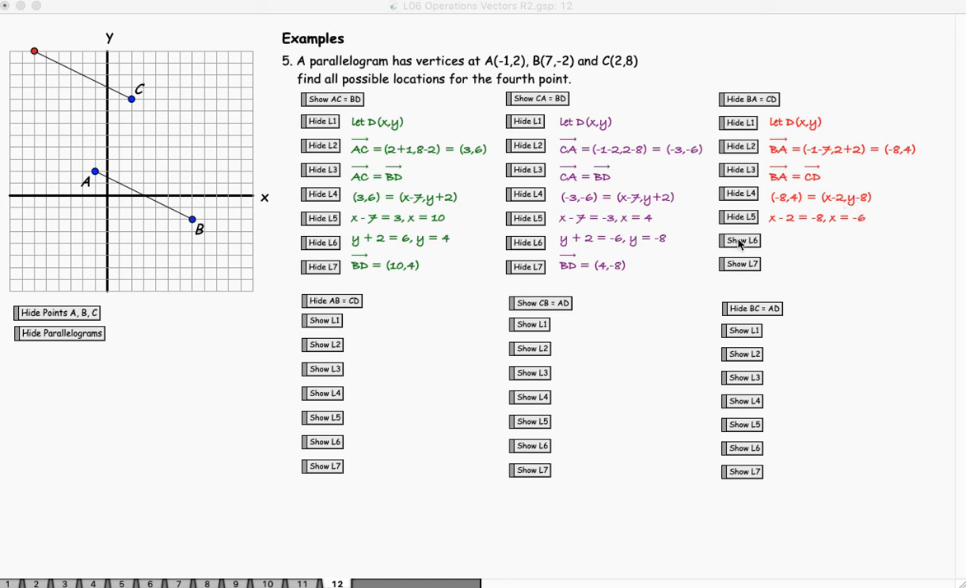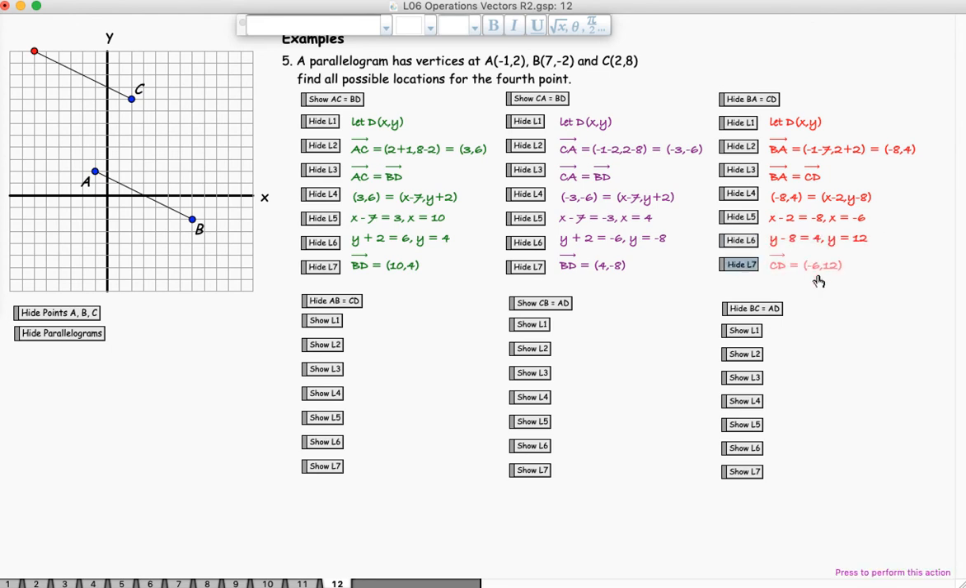Hopefully this next line says y minus 8 is 4, because that's what it should say. So y is 12, and that gives me that CD is negative 6, 12. So this is the point negative 6, 12. Now the lines on the bottom are just doing this in a different direction. What you're going to see is I'm going to get the same points back again.